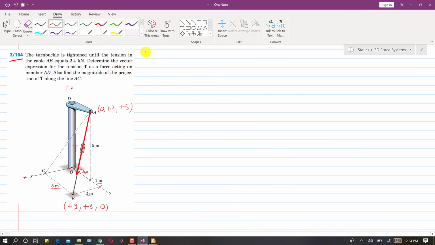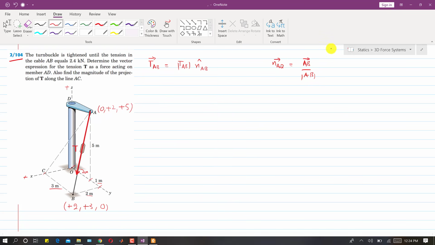So what we will do is that we will find the tension TAB, which will be equal to the magnitude TAB into the unit vector, right? And the unit vector nAB will be equal to the AB vector divided by the AB magnitude, right?